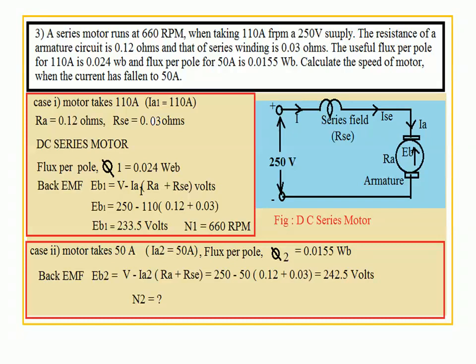When motor takes 50 ampere, second condition, IA2, 50 ampere. Flux per pole for this respective current is given 0.0155 Weber, phi 2. For respective this field current, calculate the back EMF, that is EB2 equal to V minus IA2 into RA plus RSC. Speed is asked for second condition, N2 equal to how much?